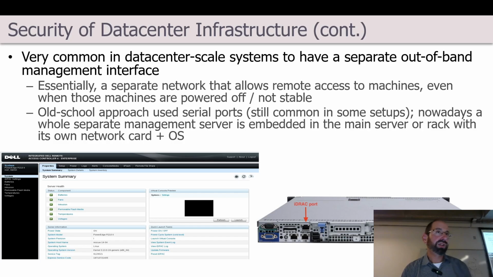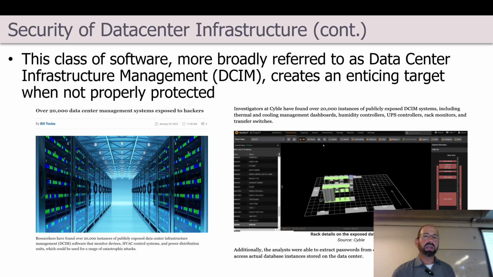Again, the thought is you want to be able to do things like, if nothing else, reboot that main server, even if it seems to be completely unresponsive via the traditional remote access mechanisms. Or you want to be able to get low-level diagnostic data, even if the server itself seems to be in a very bad state. That's what this management interface provides for you. It's been very common for a number of years, but it's also now being seen more and more as an enticing target, when it's not being properly protected.